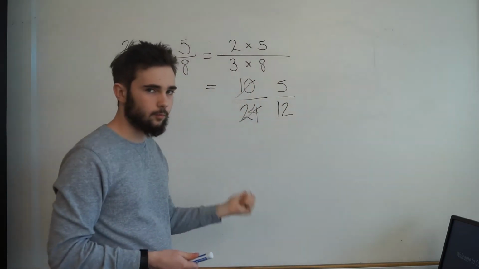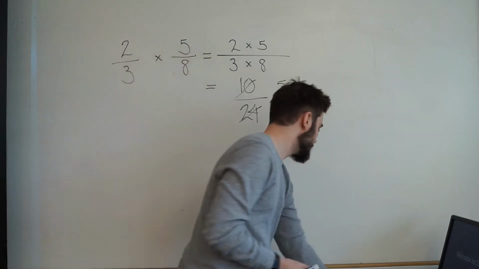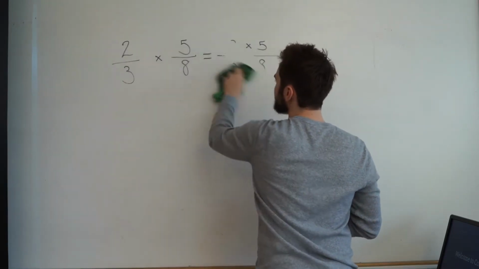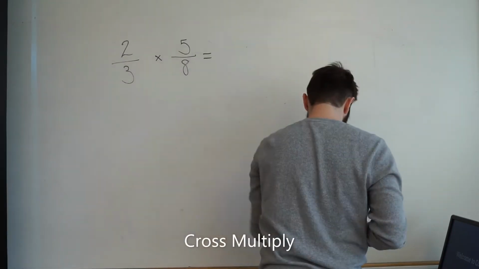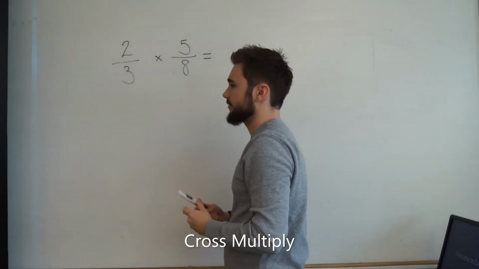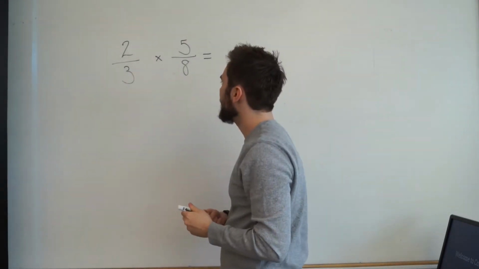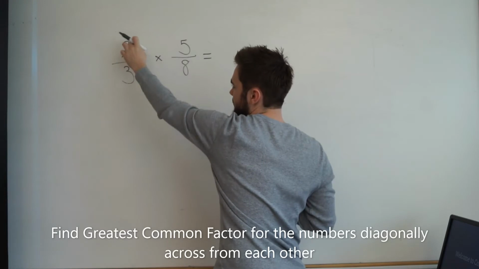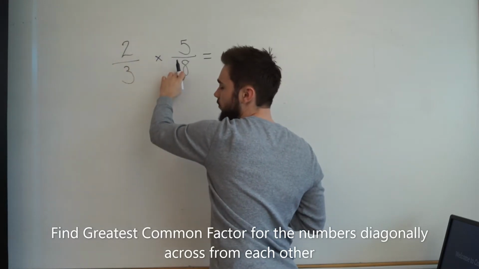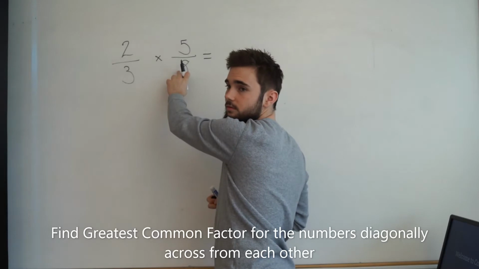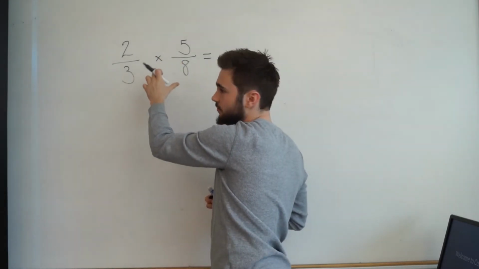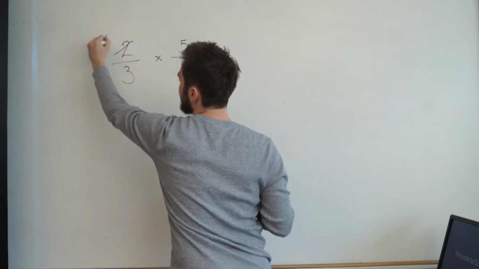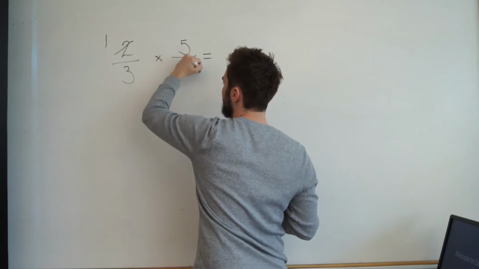Now, another way you can look at this, when it comes to the beginning of the problem, what some people will do is they will cross multiply, or kind of find the greatest common factor. So, in this case, we compare the 2 and the 8. Could we reduce those by anything? Well, we can, because 2 goes into 2 once, and 2 goes into 8 4 times.